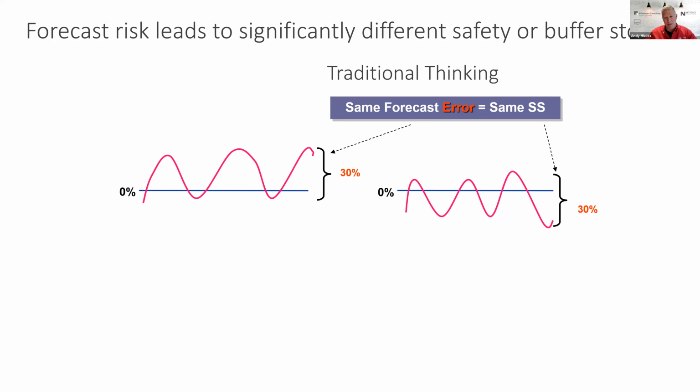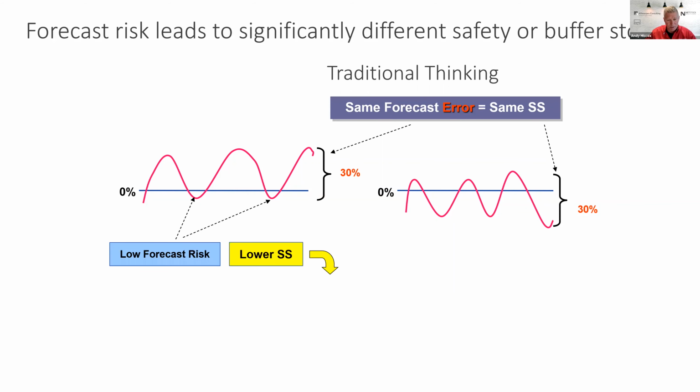Traditional philosophy says, measure your forecast error, use it as an input to compute your optimum safety stock level, and therefore the safety stock would be the same because the error is the same. But clearly that's not correct. In this scenario, we can see we've been over forecasting. We have very little risk of under forecasting and propensity for running out of stock. So in fact, I need less safety stock to protect myself in this scenario. But in this scenario, I need significantly more safety stock.